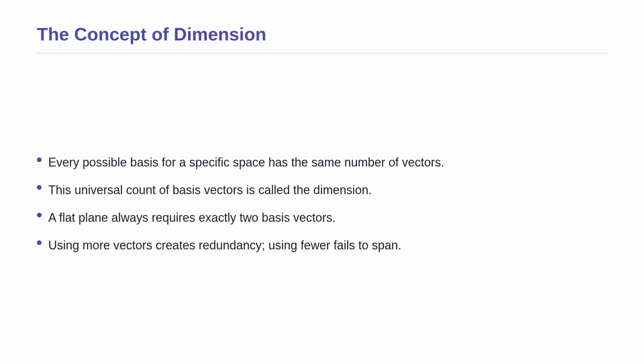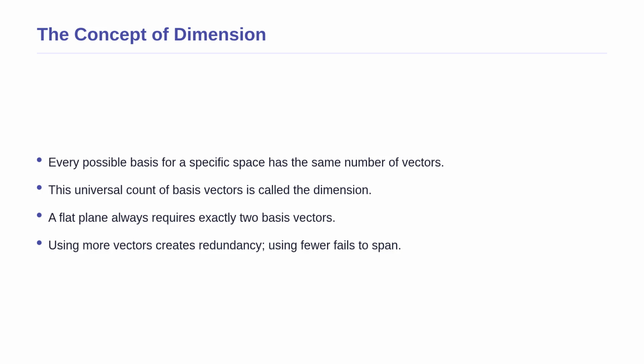Once you find a valid basis for a space, every other possible basis for that exact same space will always have the exact same number of vectors. You might choose a completely different set of fundamental directions, but the total count of those directions will never change. This universal count, or cardinality, of vectors in a basis is called the dimension of the vector space.